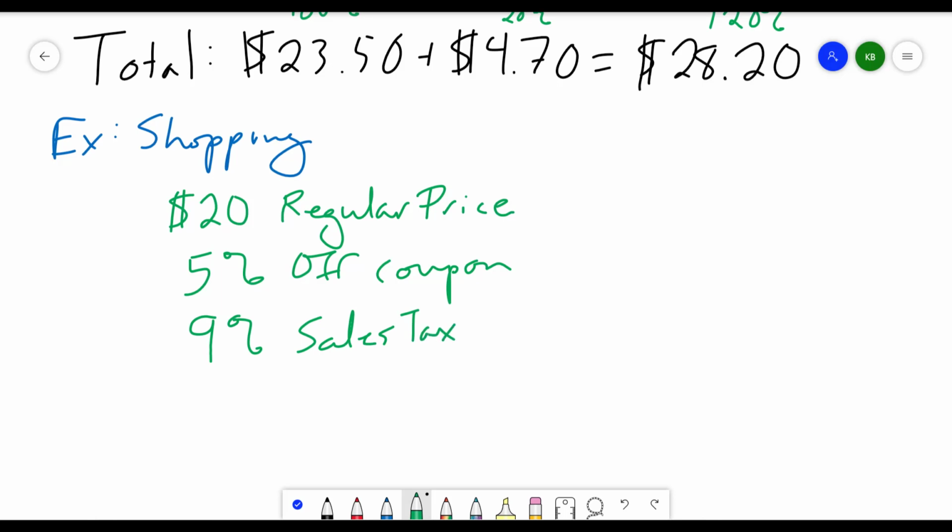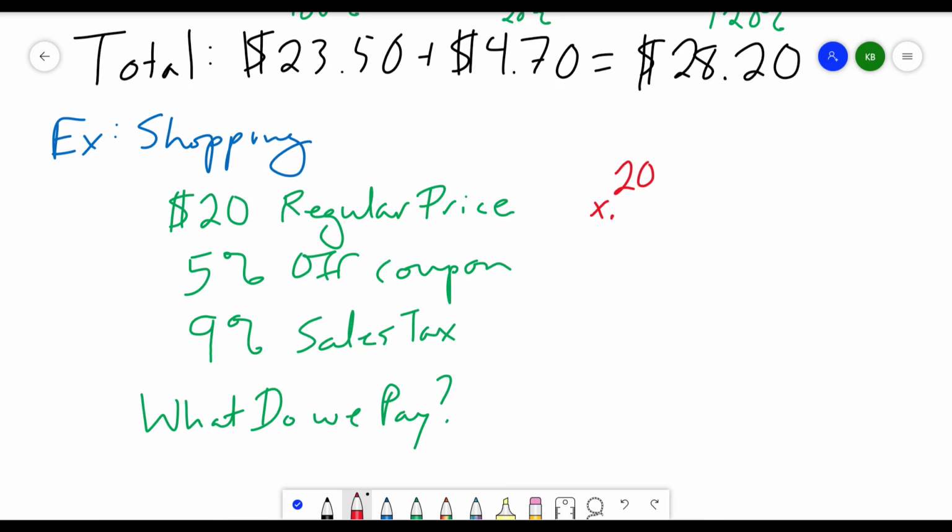All right. So we want to know, what do we pay? What we do, and places always take the coupon price off before they do the sales tax. So you only pay the sales tax on the coupon off amount, unless it's posted otherwise. This is the normal practice. All right. So the first thing we do is we take our $20 and we figure out what 5% of it is to figure out what our discount is.